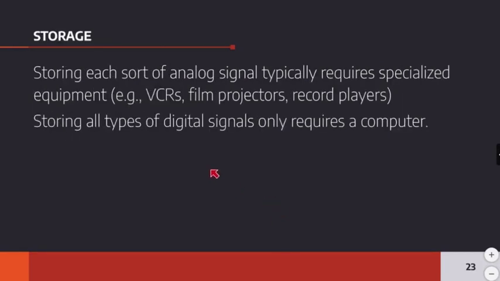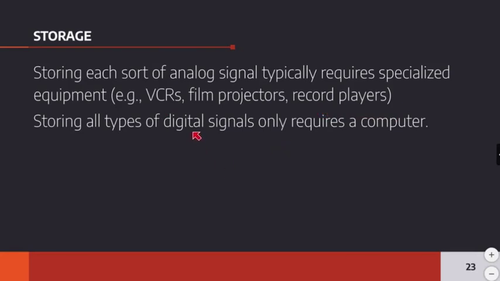So another thing that we have to run into is dealing with storing this type of information. Each type of analog signal typically requires some sort of specialized equipment. If I have a record, I need a record player to be able to listen to it. I can't take a record and stick it into a VCR. I can't take a film off of a film projector like they used to use back in the old days. That was analog video, and I can't stick that onto a record player or into a VCR. And so if you want to use an audio cassette, you need to have a cassette player. If you wanted to listen to a record, you had to have a record player.